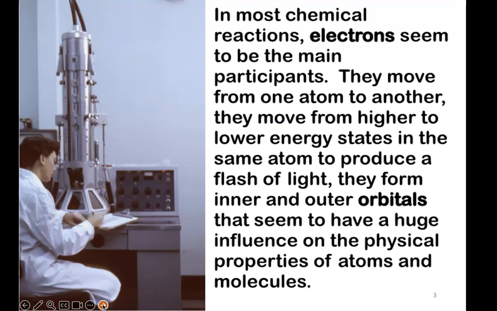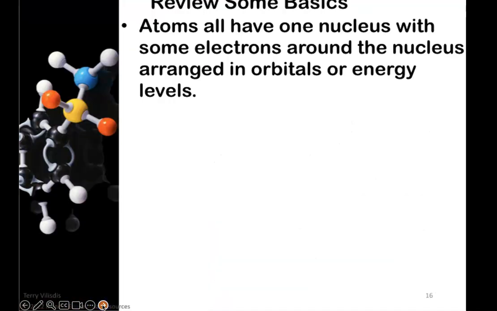All right. So don't forget that in most chemical reactions, the electrons are really going to be what we're looking at. They're going to move from one atom to another. They're going to be shared. Those electrons can move from those lower energy states, their ground state, to a higher energy state, and then settle back down, producing those flashes of light that we've seen. And so just be aware of that.